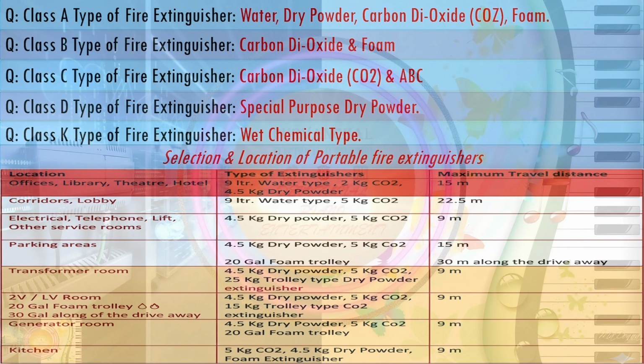Then LV room. For LV room you can use the same as the transformer room. The generator room is a little different because mechanically a lot of heat is produced. So there you can use both dry powder and 20-gallon foam trolley. And for the kitchen also, you have to use CO2, dry powder and foam extinguisher.